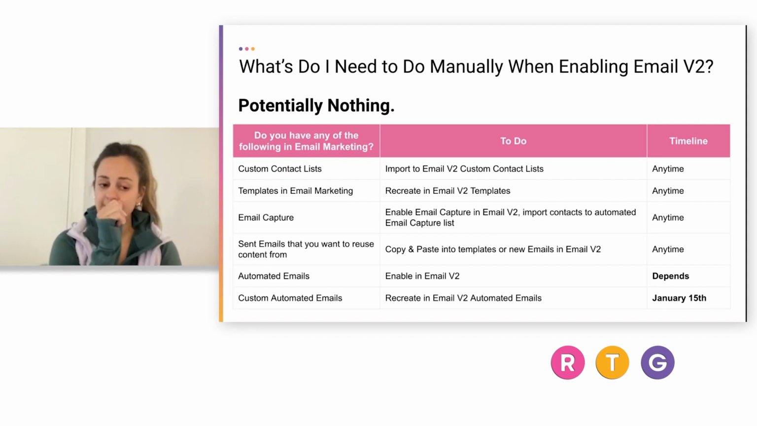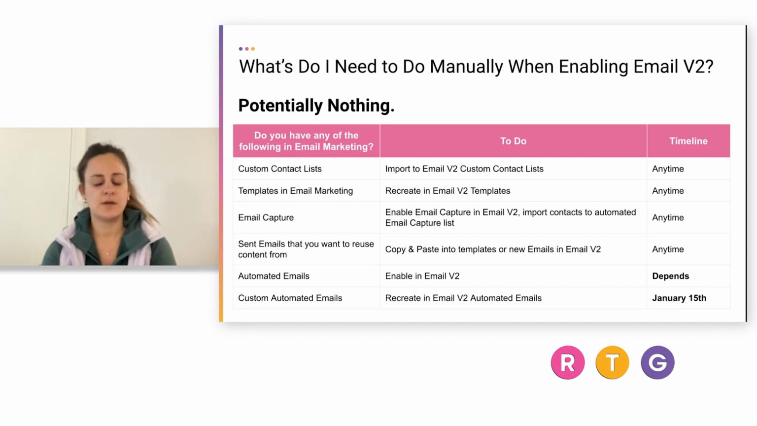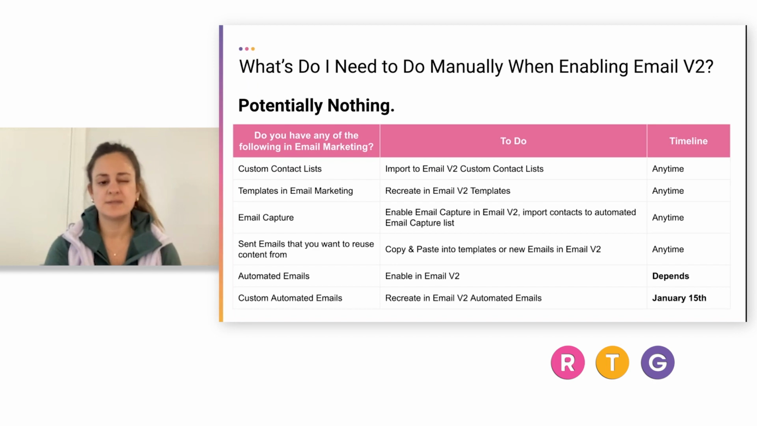And if you have custom templates, you are going to need to recreate those for automated emails. So if you have a custom registration follow-up email that you've manually done to promote your referral rewards, when you enable automated registration follow-up emails in email v2, you're going to need to recreate that specific email. But most of our customers have not created custom automated emails.